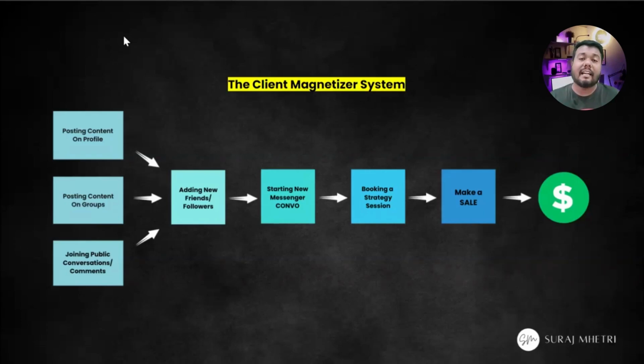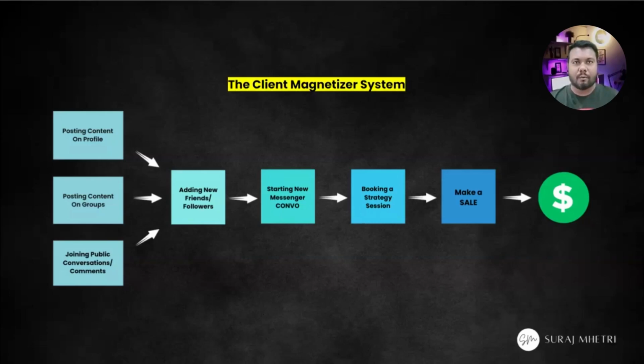Number 1 is creating and posting content on your profile and in your group that attracts your ideal client, and having public conversations in the comment sections of those posts. Next is adding people into your friend list who you interact with in posts and comments, then starting private messenger conversations with those new friends, then turning those private conversations into sales calls or strategy sessions, then making a sale, and lastly, collecting the payment. This is exactly what the client magnetizer process looks like.